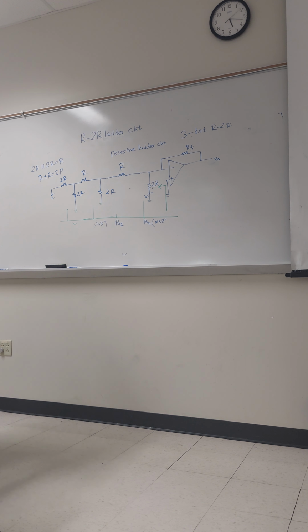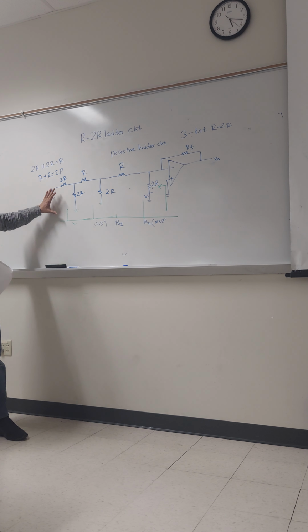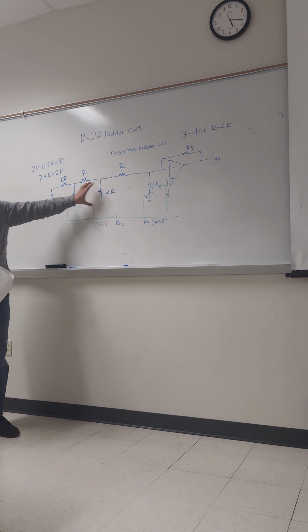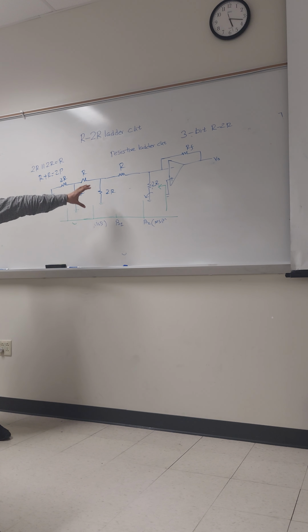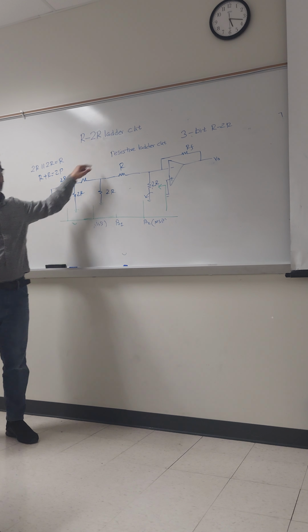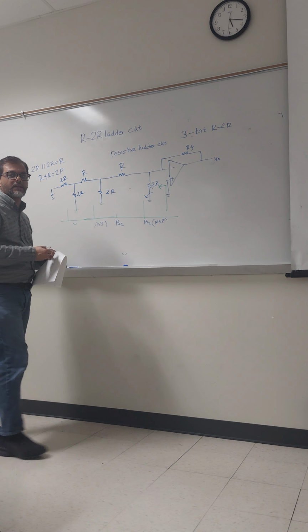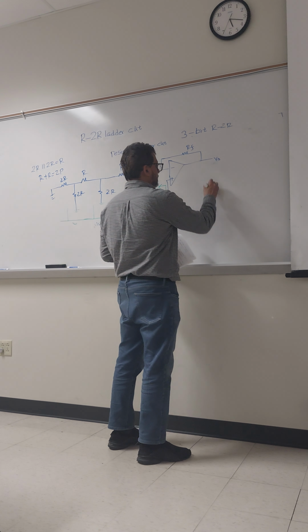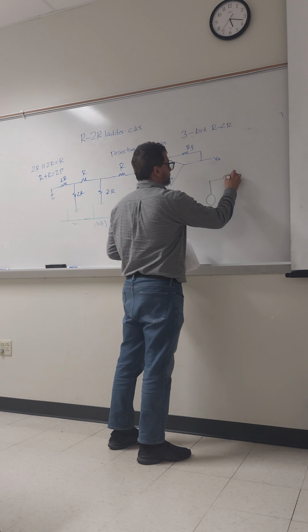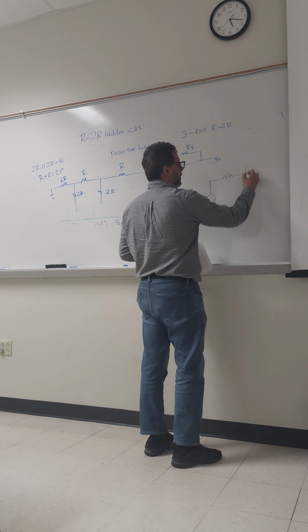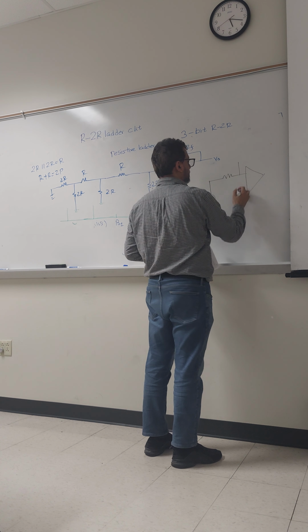So the output of the ladder network will depend on the position of the switches, meaning whether the two resistors are connected to V reference or the ground. Now, the entire ladder network can be represented by a Thevenin equivalent. This is called a ladder. You can see this is something like a ladder, right? That's why it is known as a resistive ladder circuit. This entire ladder circuit we can draw with an equivalent circuit, like this.